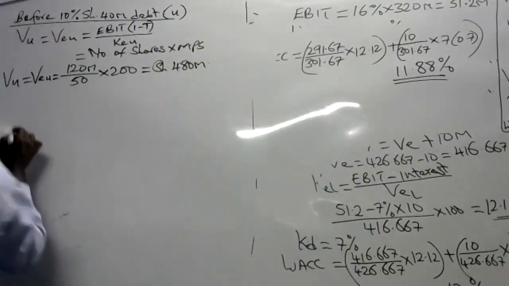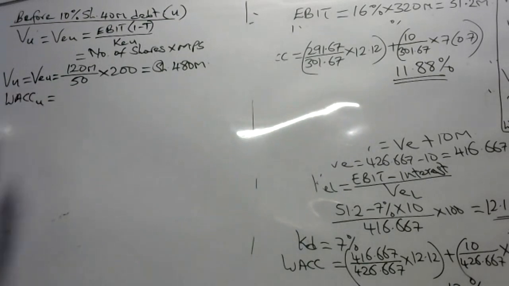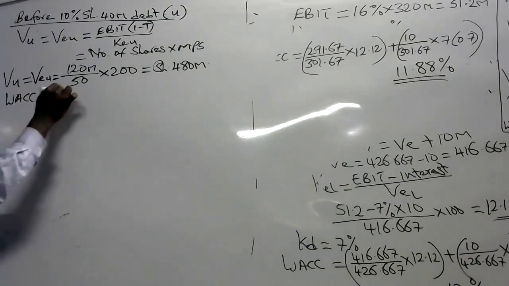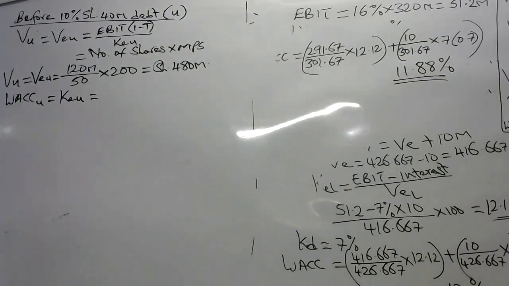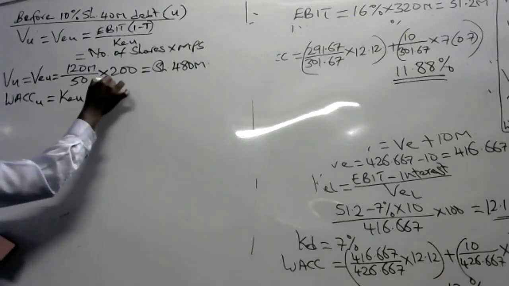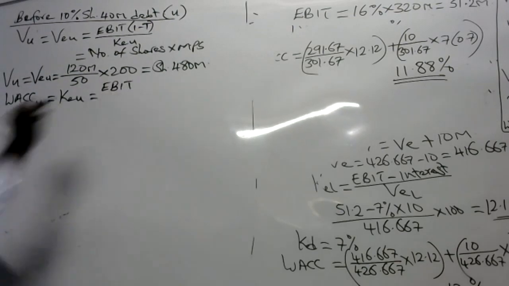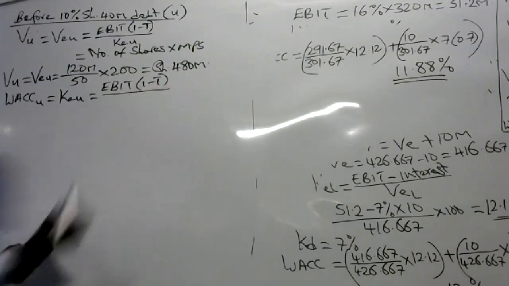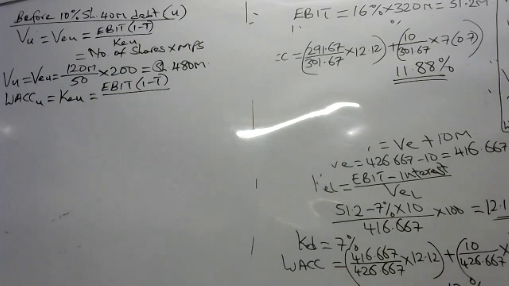Can we have the WACC? WACC of the unlevered firm equals EBIT adjusted for tax. Harambee, so we divide by the value of equity. Unajua ni harambee. Divide by the value of equity.